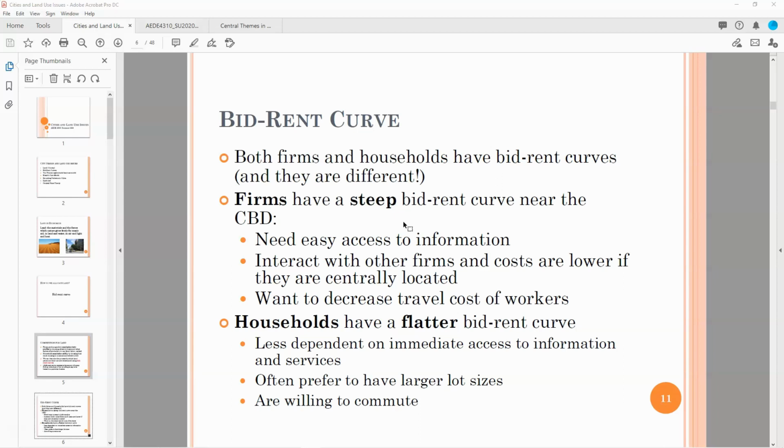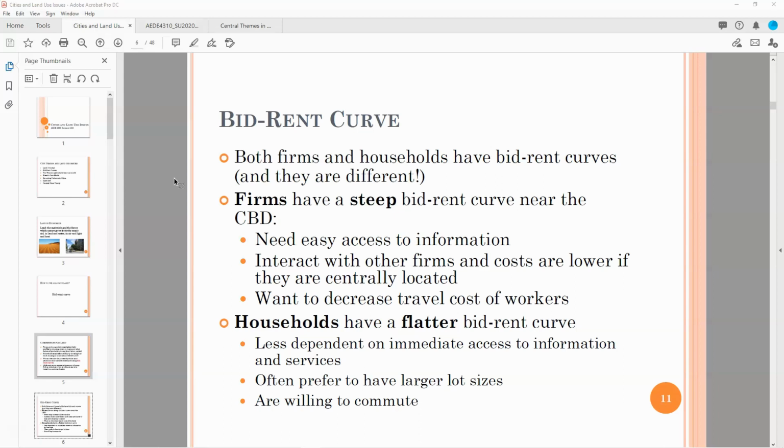And due to that, firms have a steep bid-rent curve near the CBD, and the CBD is defined as the Central Business District, where most businesses are located. Firms prefer the CBD for several reasons. First, the CBD provides easy access to information. And by being located in the CBD, firms can interact with other firms and the costs are lower. The transaction costs are lower if they are centrally located.